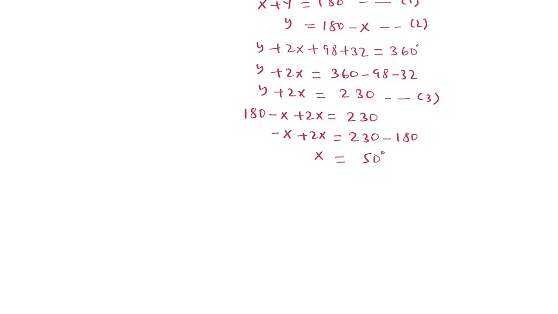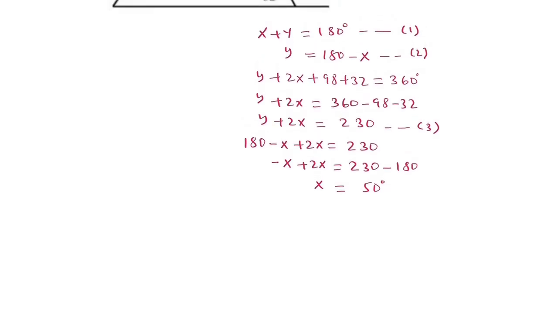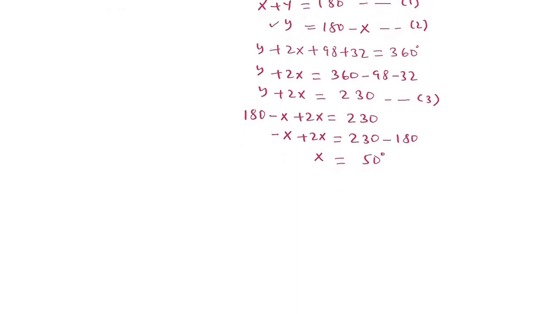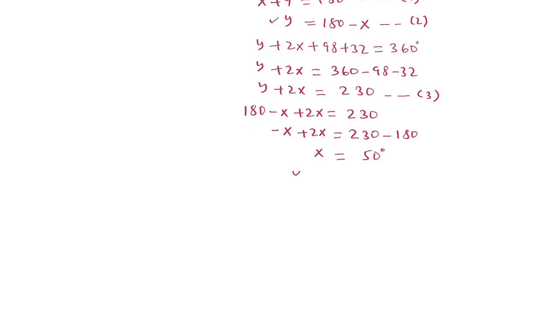Okay, so now we have the value for x. Let us now find the value for y by substituting the value of x into equation number 2. Then our equation is going to be y equals to 180 minus 50, of which after solving the values, we are having 130. So x is going to be 50 degrees and y is going to be 130 degrees.